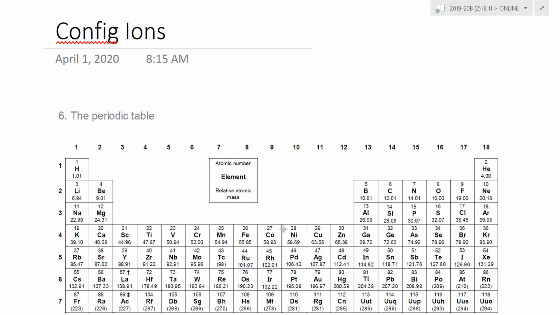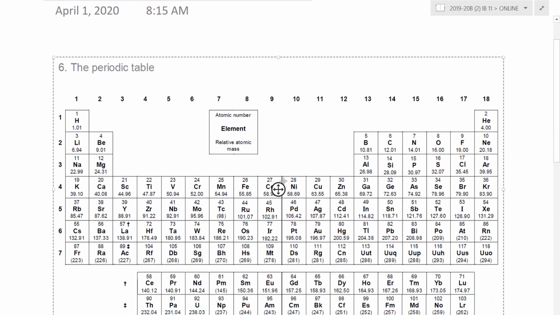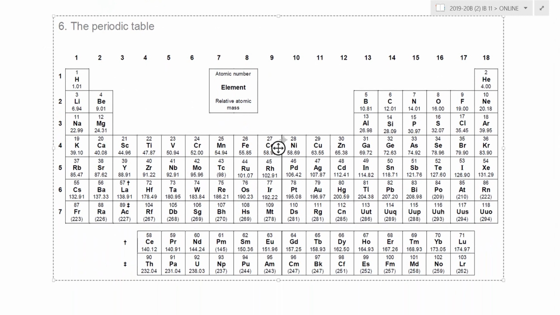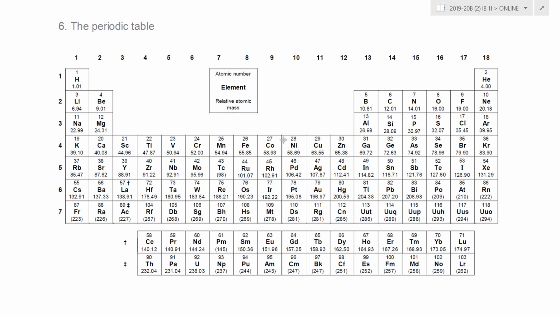There are a few extra rules for us to follow. So we're going to be referring back to the data booklet. I've just captured an image of the periodic table. So this is section 6. Remember, on your periodic tables, this is what's shown on your blue table so far.